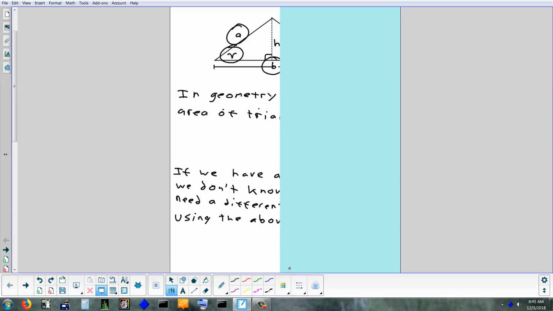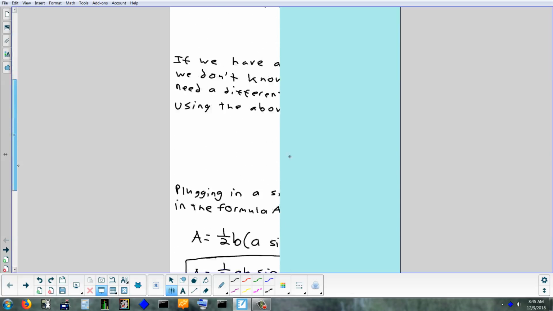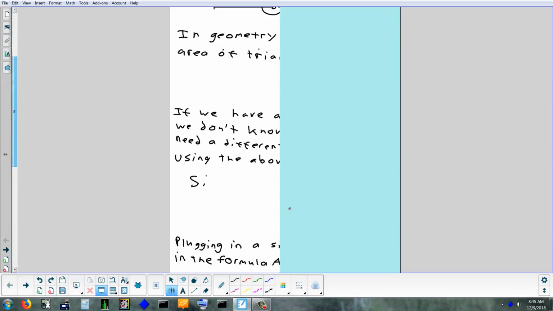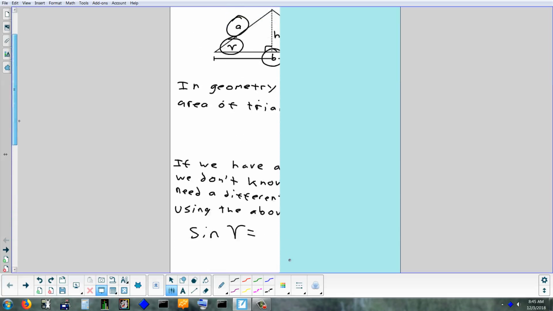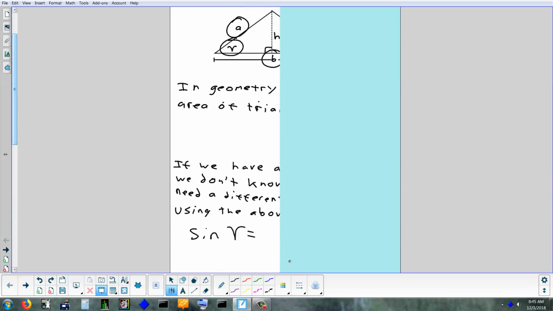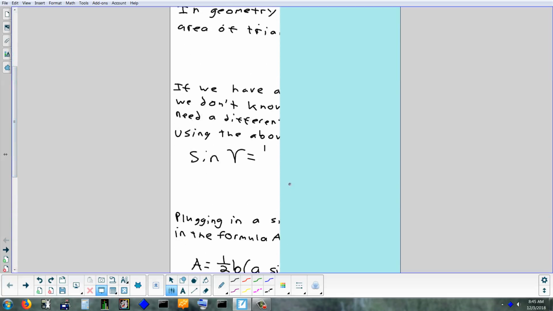So we're going to set up a formula to find the height. We're pretending like we don't know the height. We're going to find the height. So the sine of my angle, sine of gamma, equals opposite over hypotenuse. So Joe, what would that be in this case? What's opposite and what's hypotenuse? H over A. Perfect. H over A.